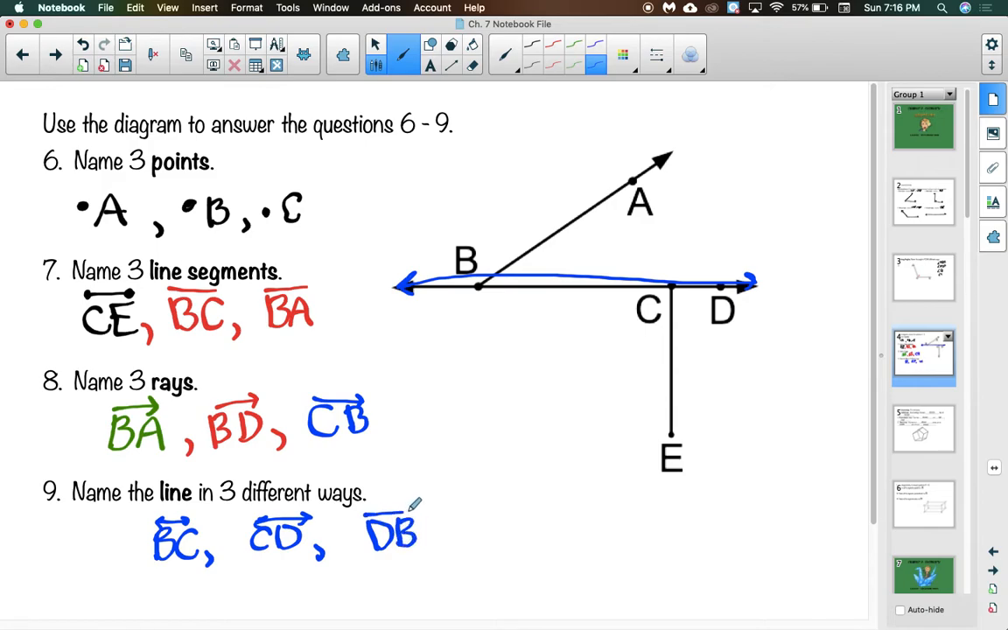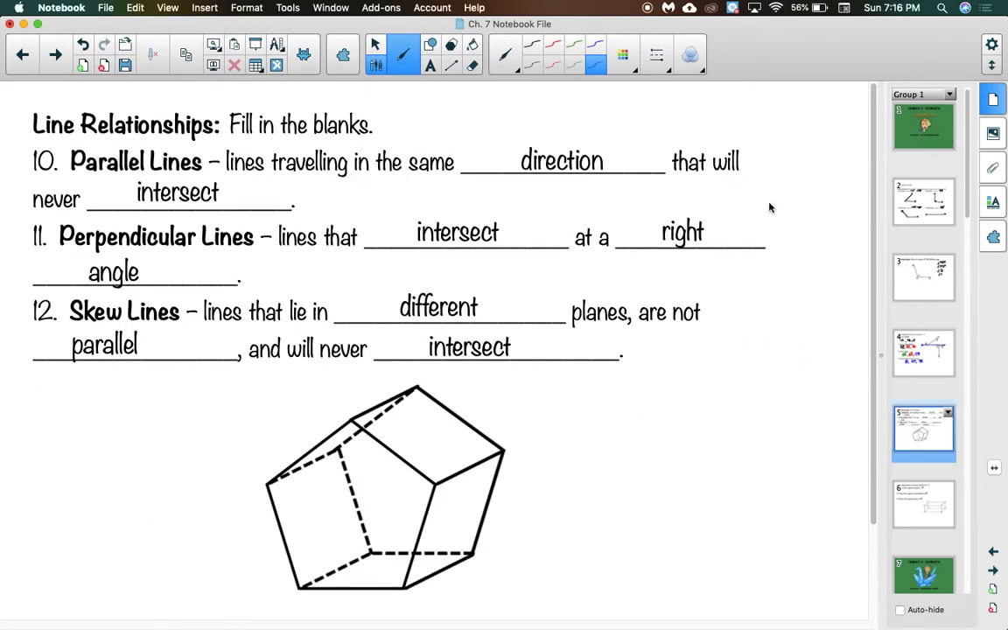Any 2 line segments, or any 2 points on the line can be used to name that line. Okay, and a line travels in both directions forever. Okay, a couple more things here, a couple notes. If I go a little quick, you can pause and get caught up with your notes, your fill in the blanks here.